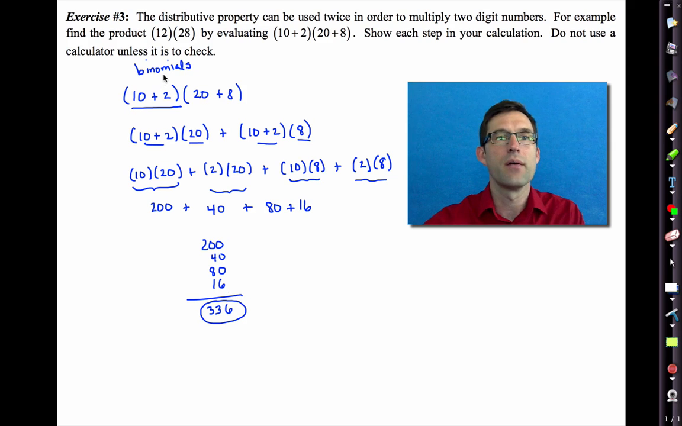Binomials. All right, binomial here, binomial there. We're going to be doing a lot of multiplication of binomials together when there's variables involved, and we'll be doing this double distribution a lot.